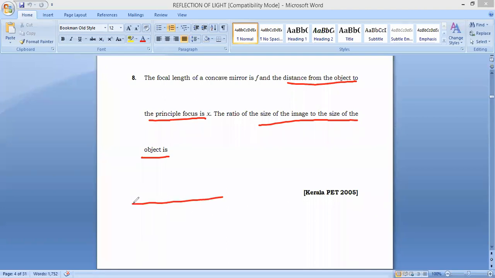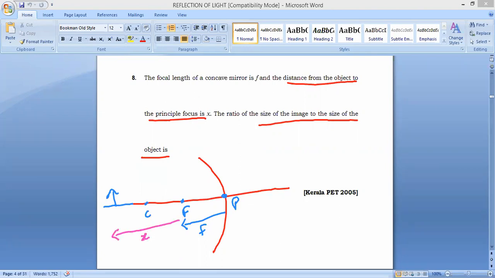Suppose you can see this is my concave mirror. Here it is the pole. This is the focal point, and this distance they gave as f. And here we have the center of curvature, and this is the object. This distance they gave as x. So the total object distance, I can write as u is equal to f plus x.